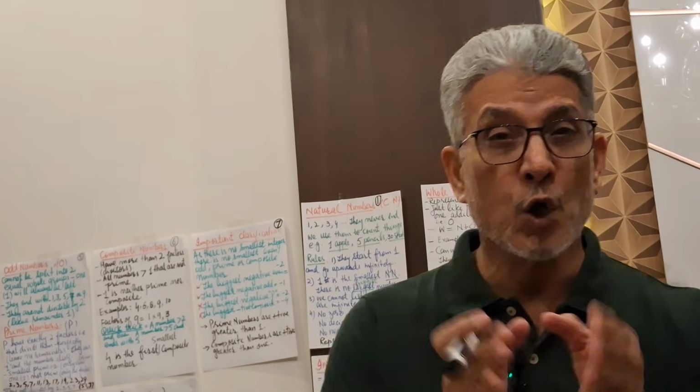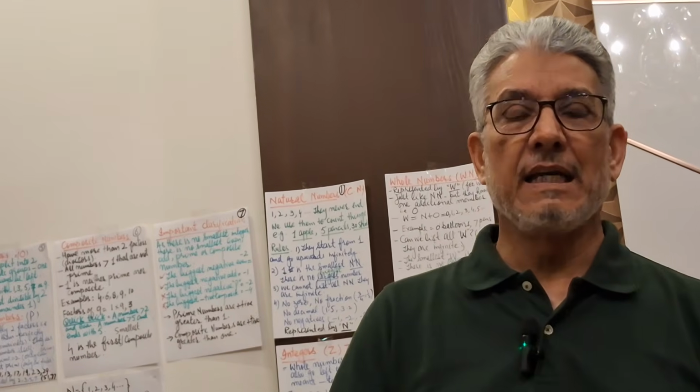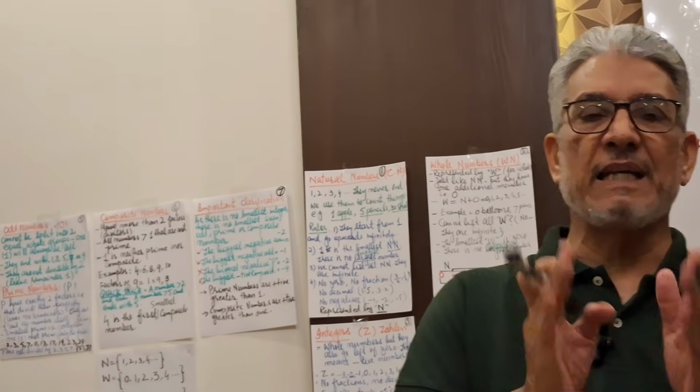And 4. 4 can be split into two groups, 2 and 2. Then 6 can be split into two groups, 3 plus 3. Then 8. It can also be split into two equal whole groups, 4 and 4. Then 10. It can be split into two equal whole groups, 5 and 5. Then 12. It can also be split into two equal whole groups, 6 and 6.